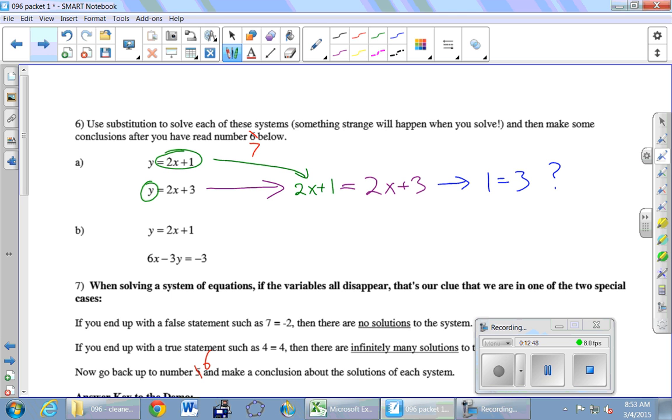Let's take a look at the second one. Again, we're going to do substitution. What we're going to do is replace this y right here with what that's exactly equal to. y? 2x plus 1. Everybody okay with that? Because y is exactly the same as 2x plus 1. So I'm going to copy this equation, which is 6x, there's a minus 3. But instead of the y, what are we putting? The 2x plus 1.